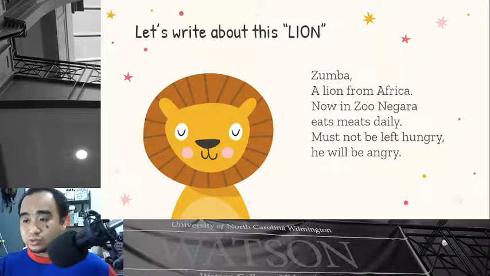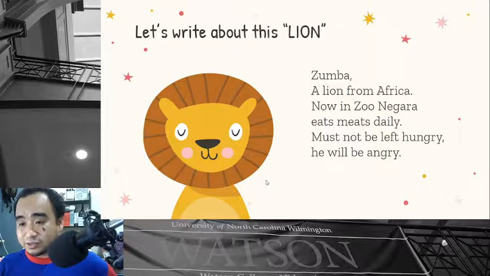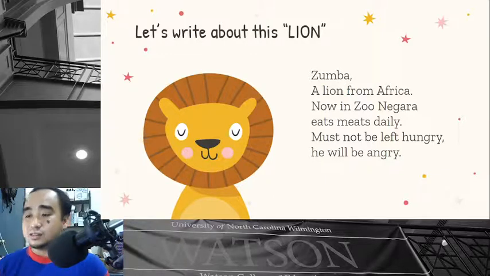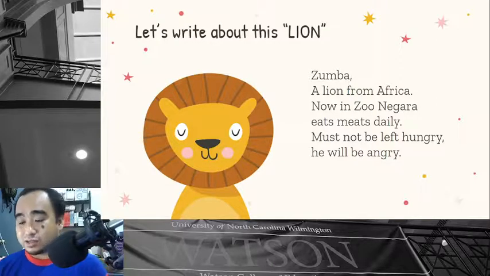So, from the short answers just now, we arrange it into a stanza. Zumba, a lion from Africa, now in Zoo Negara, eats meat daily. Must not be left hungry, he will be angry.